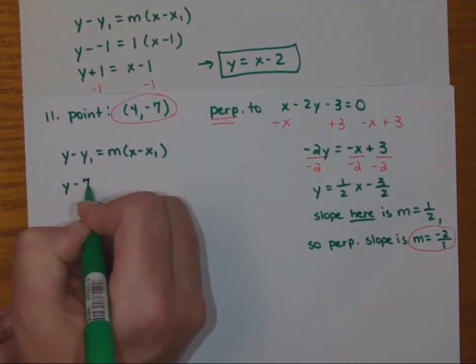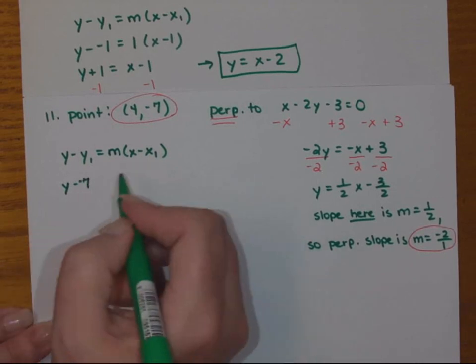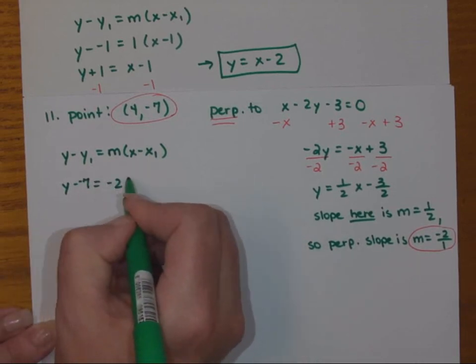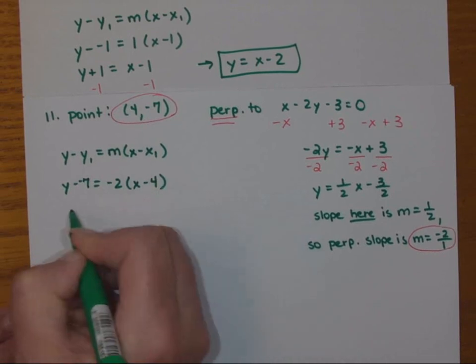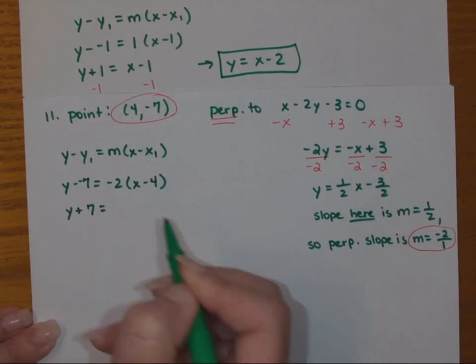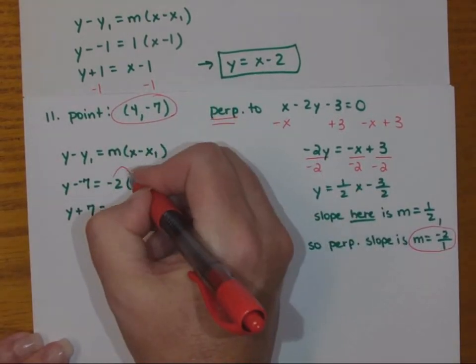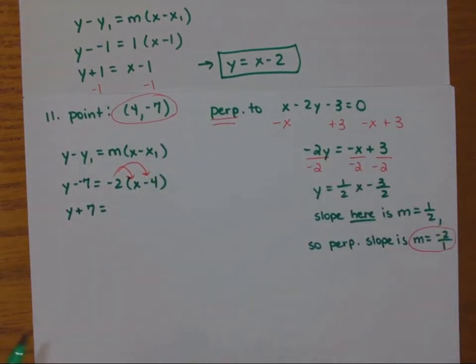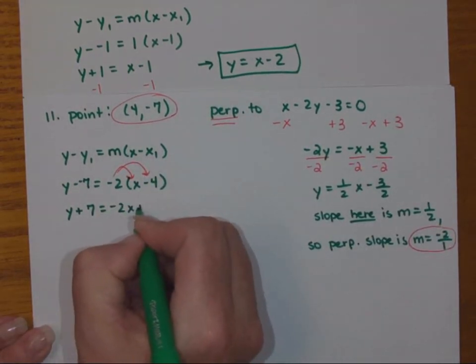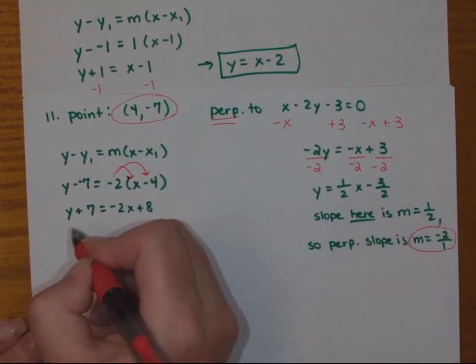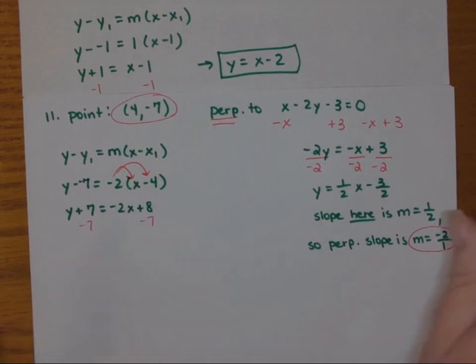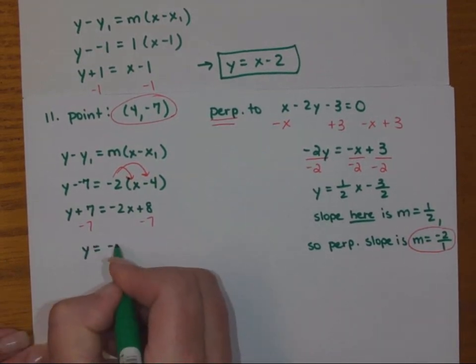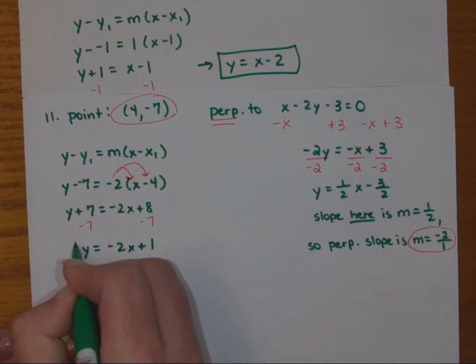So it's y minus the y value, almost forgot a sign there, equals the slope times x minus the x value. So we get y plus 7 over here. We're going to go ahead and distribute the -2. So we're going to get -2x plus 8. And then last but not least, subtract 7 from both sides. So y equals -2x plus 1.